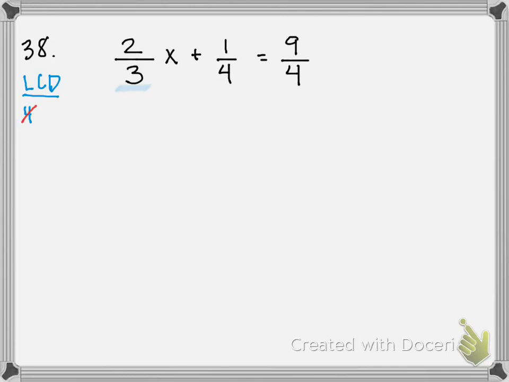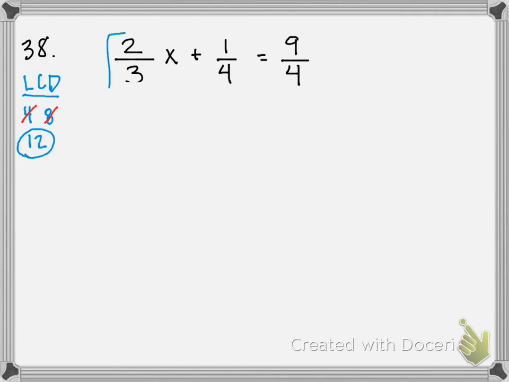So next, I would do 4 times 2, which is 8. But if we look at our 3 again, 3 is not going to go into 8, so 8 is not going to work as our LCD. Next, we would do 4 times 3, which is 12. And then we know 4 will go into 12. 3 will also go into 12. So now that all the denominators will go into 12, we've identified our LCD.